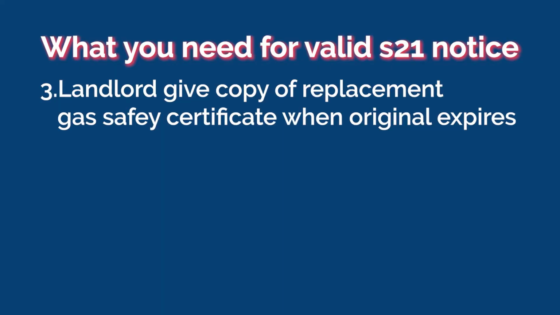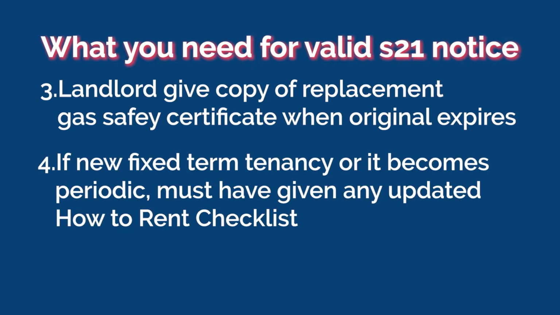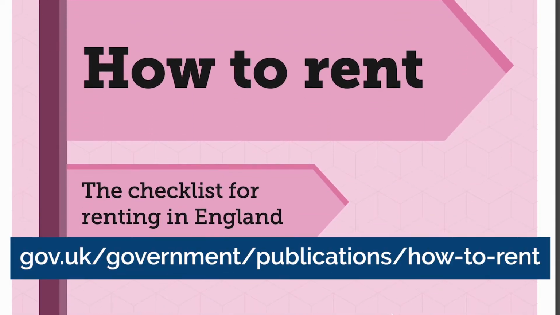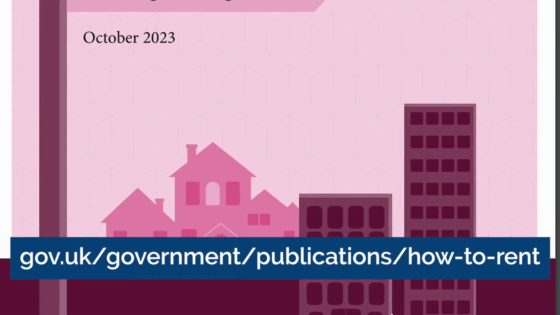The landlord must give tenants a copy of any replacement gas safety certificate signed by the engineer once the originals have expired. And if the tenant entered into a new fixed term tenancy or the fixed term tenancy became periodic after the expiry of the initial term, then the landlord should have given them the latest How to Rent checklist. Now, as I'm recording this, the last How to Rent checklist was out in October 2023. So if you've renewed since then, you should make sure that you send them the How to Rent checklist before you serve the Section 21 notice or at the same time.